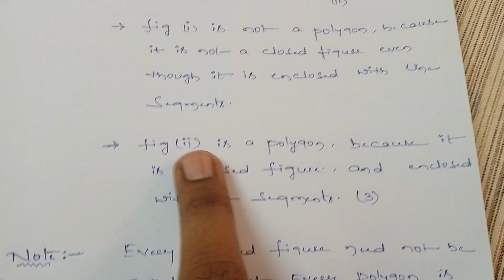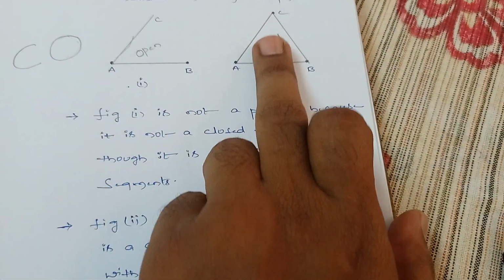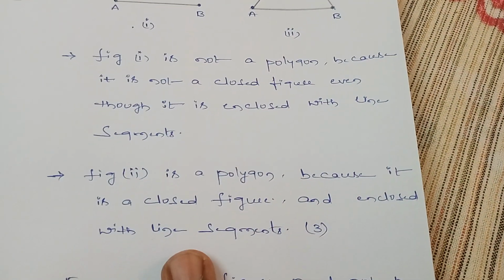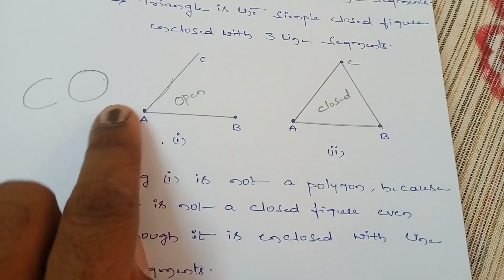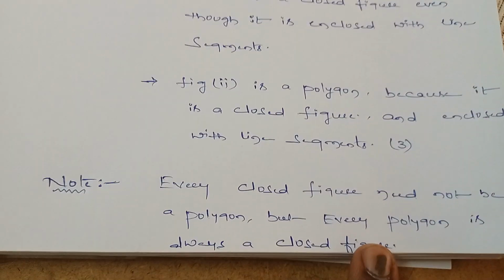So coming to the second one, figure 2 is a polygon because it is a closed figure. Total packed, it was packed, right? It is a closed figure and it is enclosed with line segments. We have taken only line segments, we did not take any curves here. Therefore figure 2 becomes a polygon.